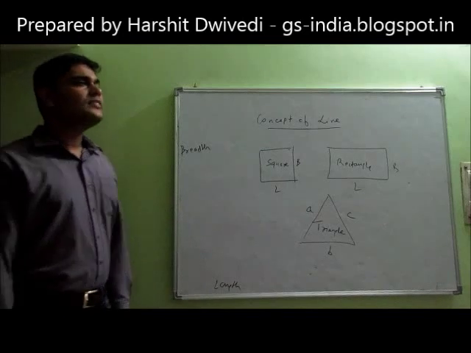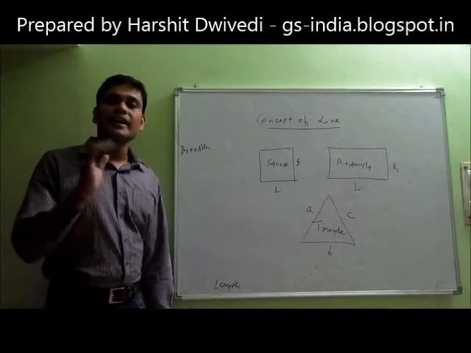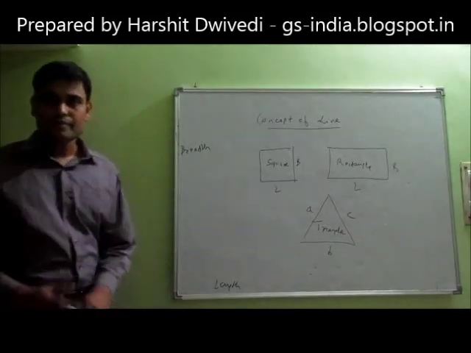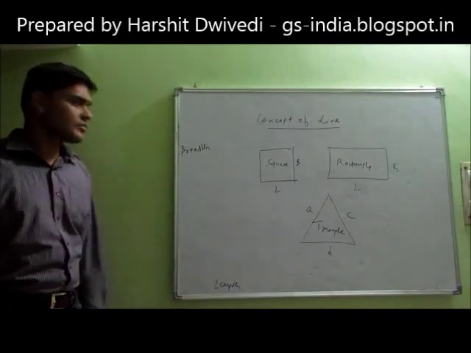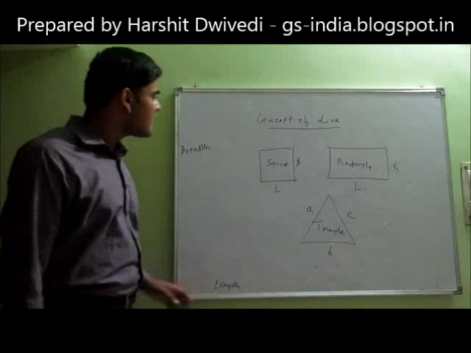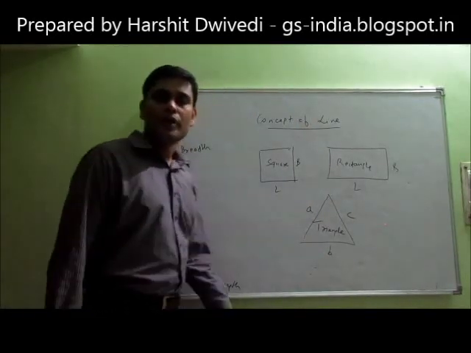Now, if we see, we can say that practically everything in this universe is 3-dimensional. Practically everything in this world is 3-dimensional. Now this is on paper: square, rectangle, triangle. Here you need to understand that this is a square. This square has been shown on this board.